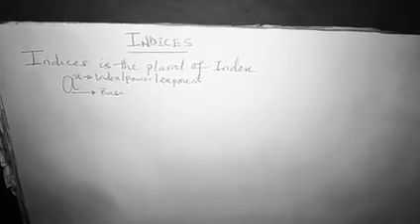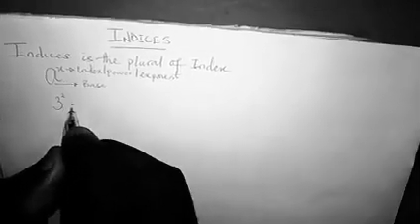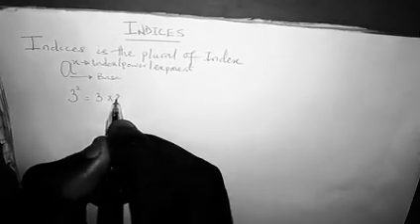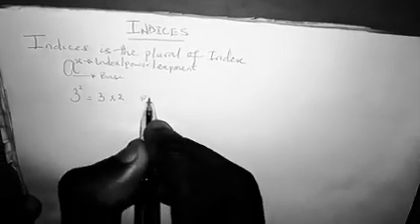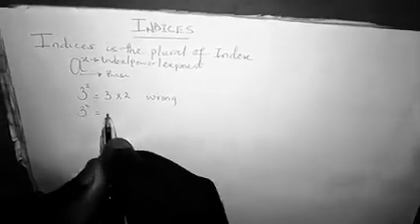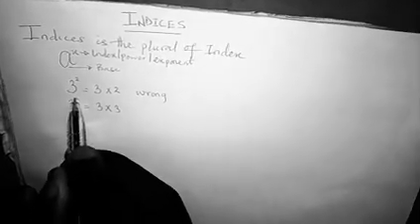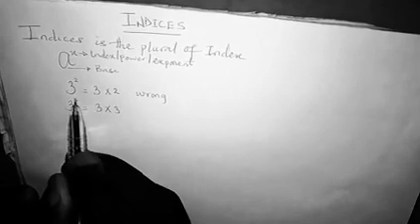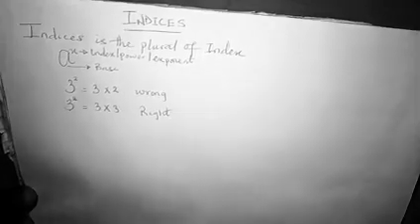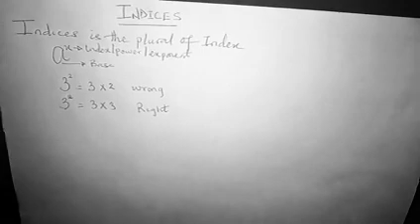Now, one of the mistakes people make about indices is that if I have 3 raised to power 2, for example, people tend to say 3 raised to power 2 is 3 times 2, which is wrong. 3 raised to power 2 in indices simply means 3 times 3. That is the base multiplying itself the number of times you have at the power. So this is the right way of doing indices. That means if I have 3 raised to power 5, it will be 3 times 3 times 3 times 3 times 3.